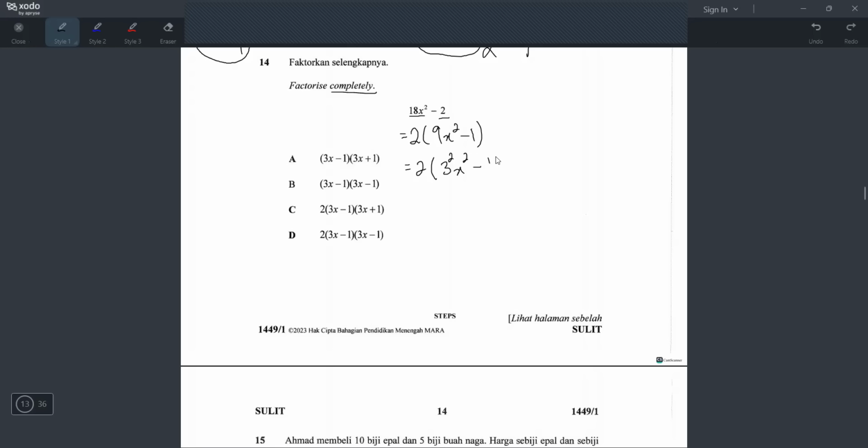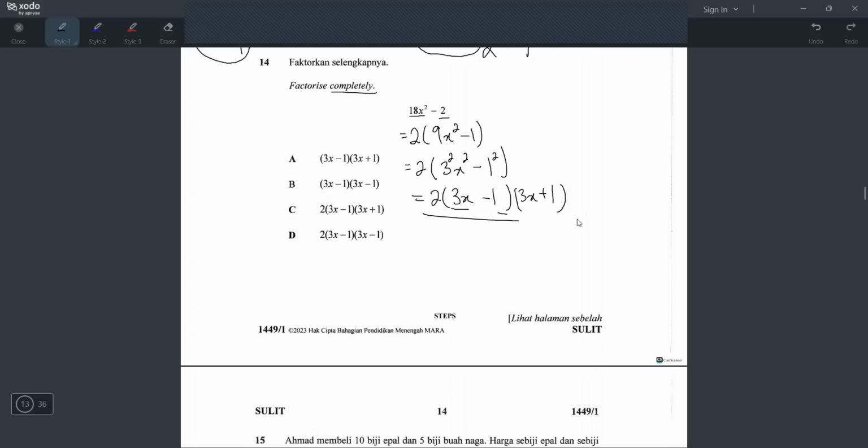And then 1, I can change to 1 squared, right? But why did I do that? Why do I change it so that everything has a square? It's because I know when every number here has a square, I can write 3x minus 1, 3x plus 1. So when everything has a square, we can factorize it like this: 1 plus, 1 minus, and then 3x, 1, 3x, 1.